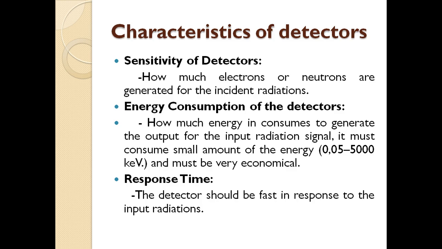Sensitivity of the detectors determines how many electrons or neutrons are generated for the incident radiation. Energy consumption of the detector determines how much energy the detector needs for its proper functioning. For example, this energy may be 0.05 to 5000 electron volts.